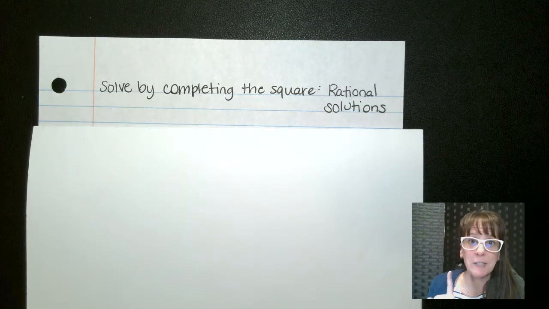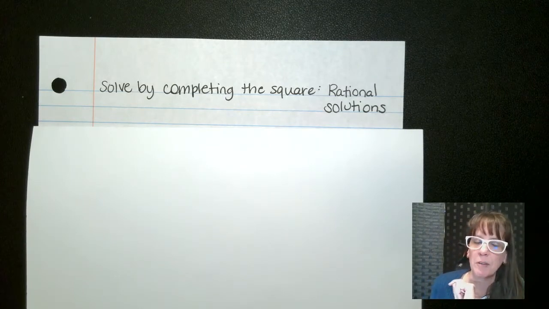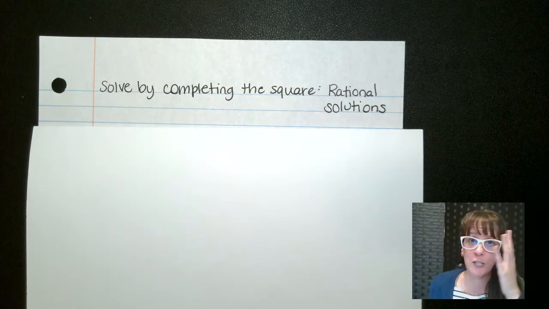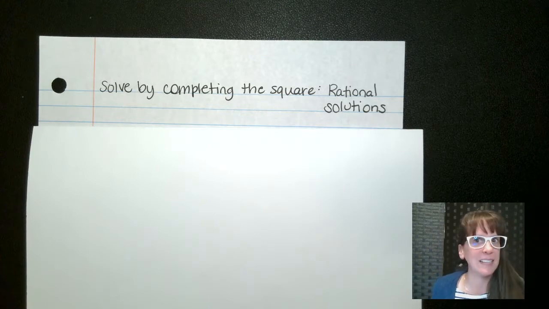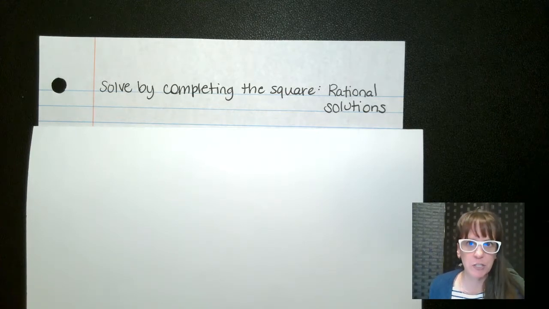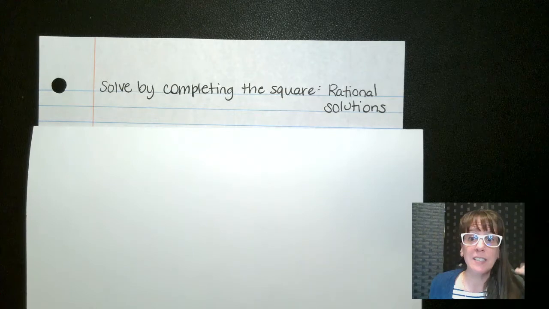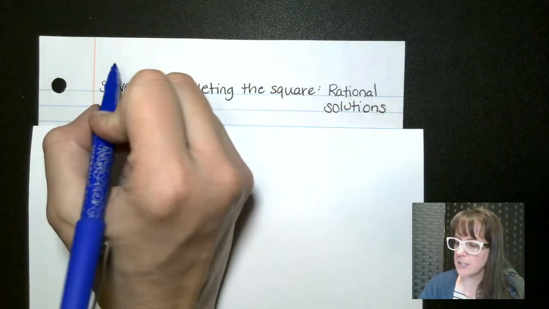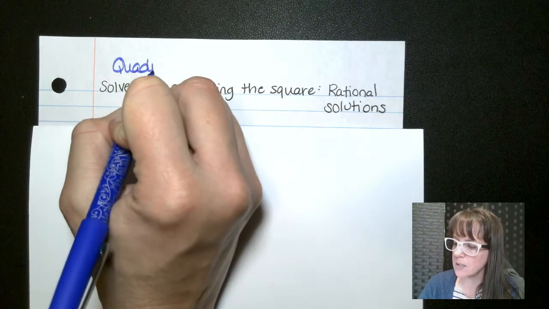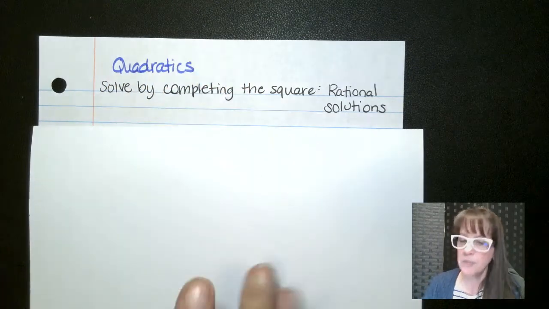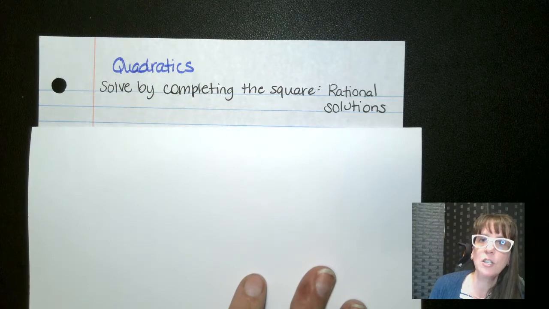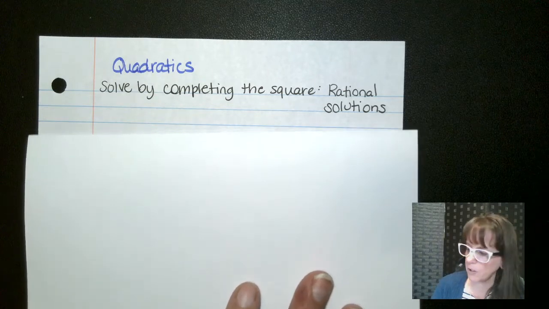Just a friendly reminder, rational solutions are things that can be written as a ratio, so things that can be written as a fraction. Basically, in this context, it's going to mean whole numbers or integers. And we're doing this by solving by completing the square. I probably should have put on here that these are quadratics that we're solving. So we've talked a lot about completing the square, but let's use that completing the square to solve our equations.